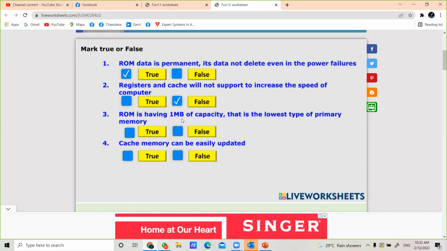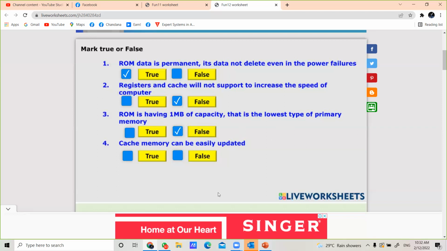ROM is having 1 MB of capacity. That is the lowest type of memory, primary memory. 1 MB is okay, ROM has 1 MB of capacity, but it is not the lowest. Right? Cache memory and the registers are lower than the ROM. Therefore, this is not the lowest type of primary memory.